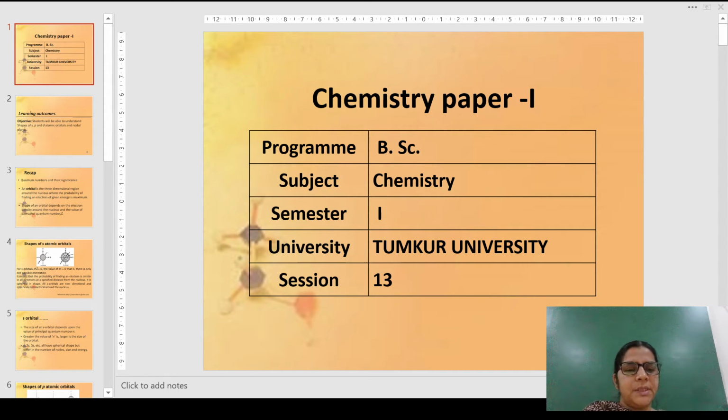The p orbitals are 3-fold degenerate, and here they are 5-fold degenerate. There are 5 orbitals, but they all have the same amount of energy. They carry the same amount of energy. Hence, they are 5-fold degenerate.